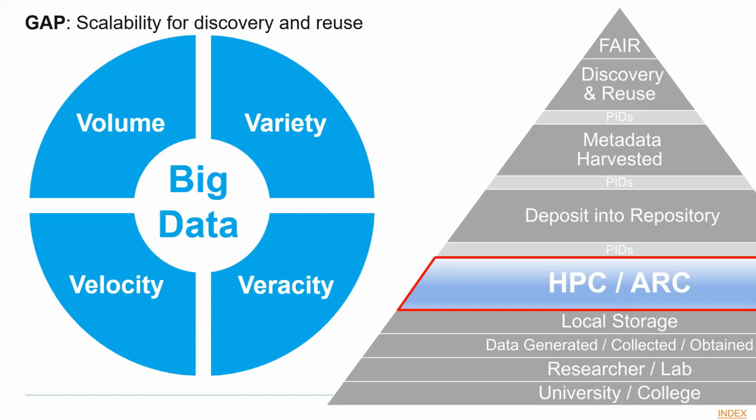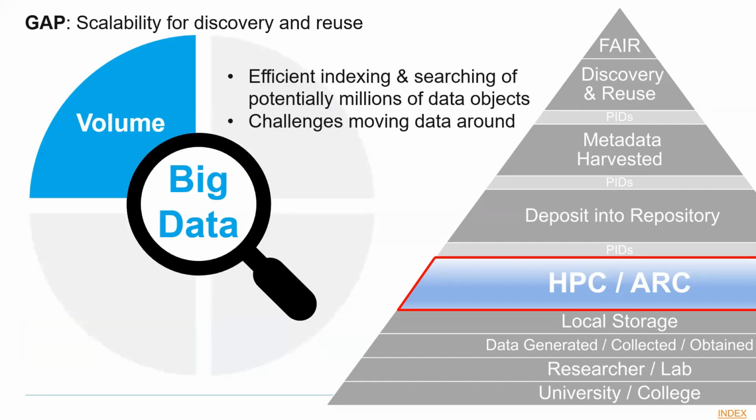There are a couple of gaps that relate back to the big data diagram we started this talk with, namely the need for scalability for discovery and reuse. The volume of data we're talking about requires efficient indexing and searching of potentially millions of data objects, and overcoming challenges related to moving data around.